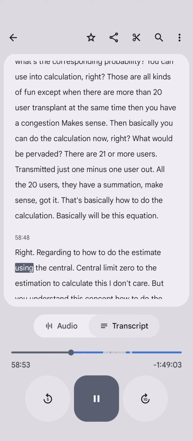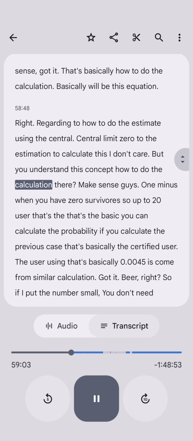Regarding how to do the estimate using the central limit theorem to calculate this, I don't care. But you understand this concept, how to do the calculation there. Make sense, guys? 1 minus, when you have 0 users, 1 user, up to 20 users. That's basically how you can calculate the probability. If you calculate the previous case, that's basically the 35 users, more than 10 users are using, that's basically where 0.004 comes from. Similar calculation, got it? Clear, right?